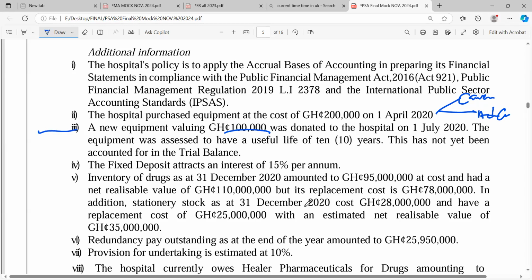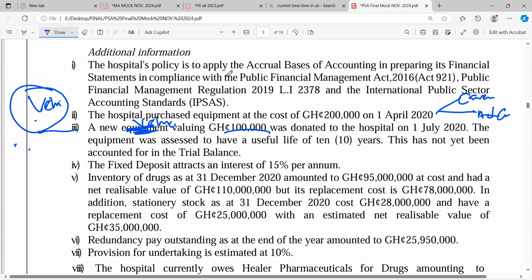If it is a district assembly or municipal question, it will be a vehicle. If the examiner doesn't bring a hospital but brings a municipal, metropolitan or district assembly, like Ga East District or Asojaman District, it will be a vehicle. You cancel this one and write vehicle. They say note now, we will not change anything. A new vehicle valued at 100,000 was donated by the chiefs to the district assembly.